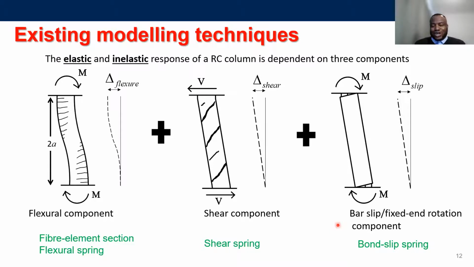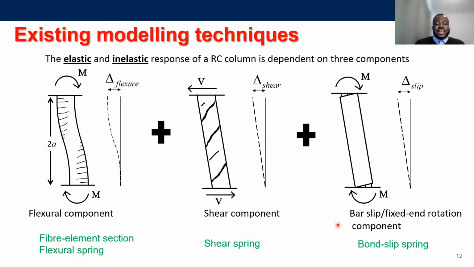So for the flexural component, you actually use a fiber element section, or you can use a flexural spring. The flexural spring is basically converting from a moment curvature into a moment rotation and putting all those characteristics into a spring to capture the flexural response of the component. While the shear component uses a shear spring, defining a shear force versus shear distortion plot to then capture the response of the shear spring.